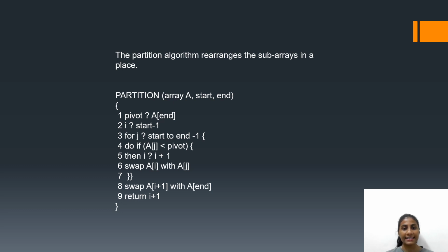Partition(array A, start, end) { We have pivot, that is A[end], and i, that is start minus 1. For j from start to end minus 1, do: if A[j] is less than pivot, then i becomes i plus 1, and we swap A[i] with A[j]. Then swap A[i plus 1] with A[end], and we return the value i plus 1.